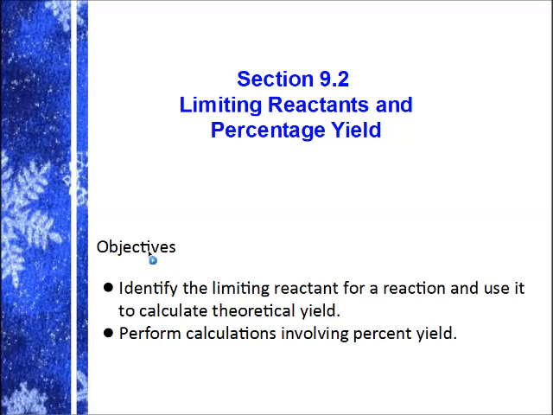We are going to talk about section 9.2 now, talking about limiting reactants and percent yield. Today, we're going to cover the following objectives. We're going to look at what a limiting reactant is, which we've talked about already, but more importantly, using that to calculate theoretical yield. How much can you make of something? We're going to look at something called percent yield today.